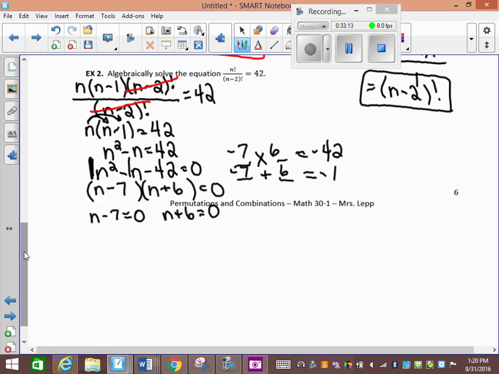So, move the 7 over by adding it, you get n equals 7. Move the 6 over by subtracting it, you get n equals negative 6. The catch on this one is you have to remember to check them.